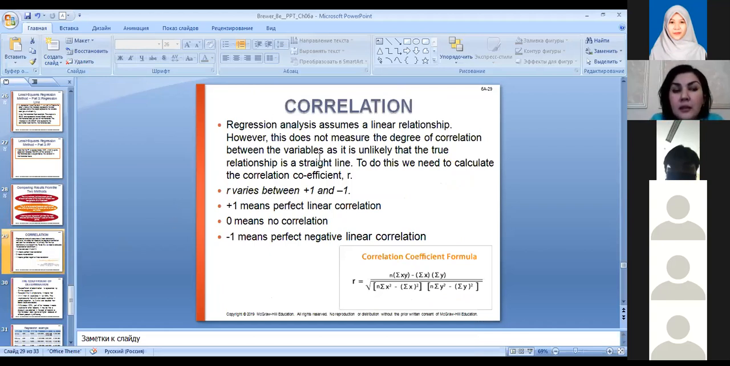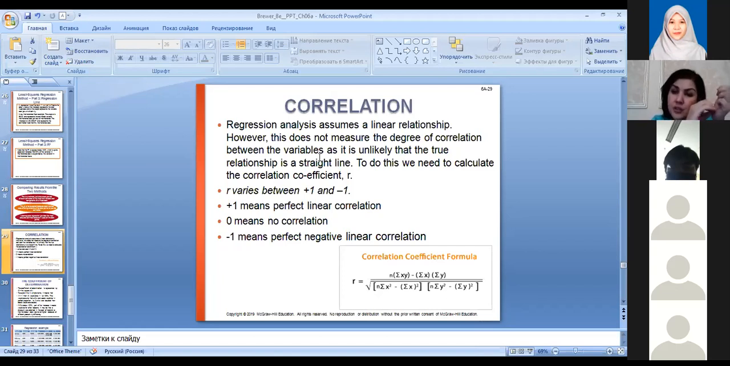Okay, and regression analysis assumes a linear relationship, as I said. However, that does not mean the degree of correlation between the variables, as it is unlikely that the true relationship is a straight line. We assume that there is a linear relationship, but sometimes it may be unlikely that the relationship is a straight line. So to do this, we need to calculate the correlation coefficient. How these two variables are related to each other.